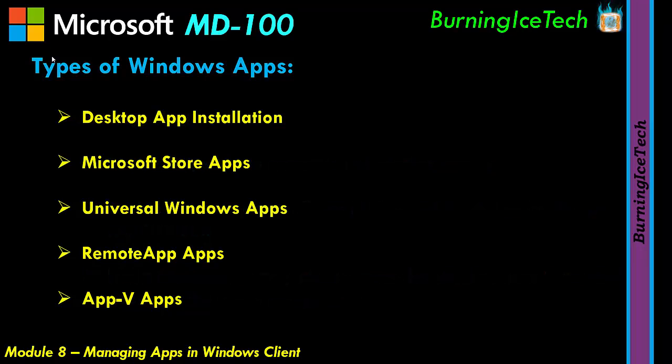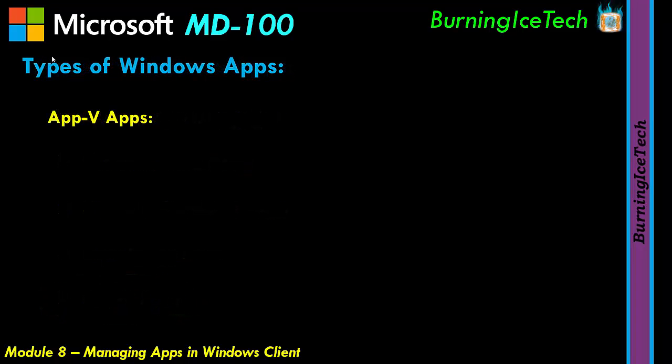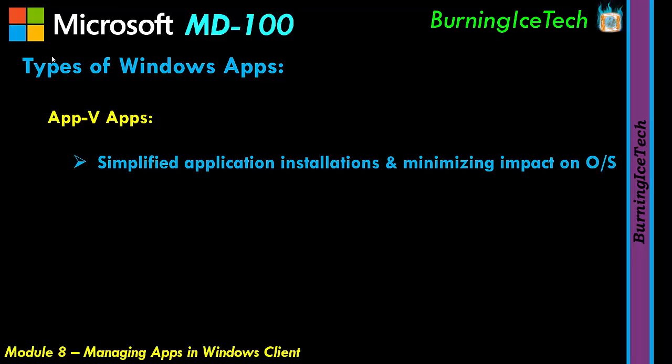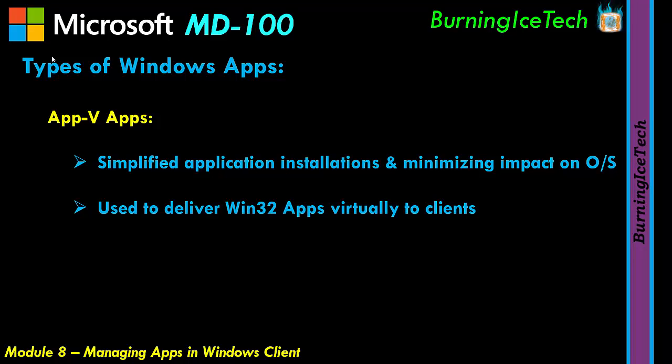Alright folks, looking at the list of app types for the last time, the last one here on the list is App-V apps. So, what's the deal with App-V apps, you might ask? Well, like universal Windows apps which we discussed earlier, application virtualization is designed to achieve similar goals, such as simplified application installations and minimizing the impact to the operating system. However, the architecture of an App-V app is quite different. App-V is used to deliver Win32 apps virtually to clients, either automatically or on demand.